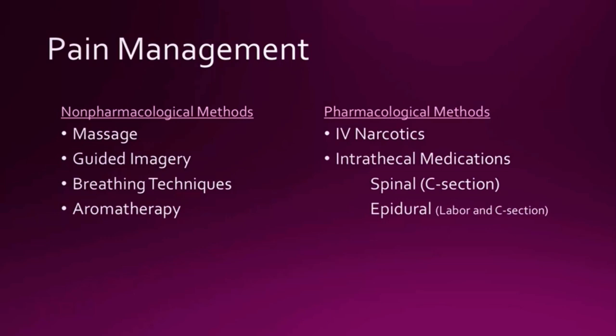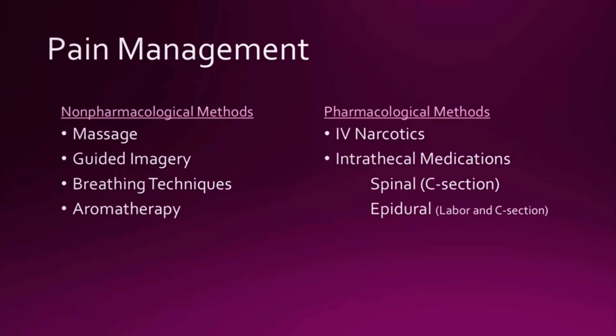We can put them on a birthing ball, which basically looks like just a big exercise ball, and it allows them to kind of rock back and forth and kind of rotate their hips, which can be very soothing during contractions. We can put them in a rocking chair so they can rock back and forth. That gives them something to do with the pain.